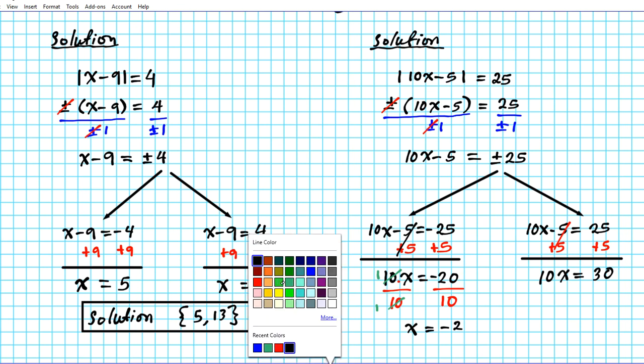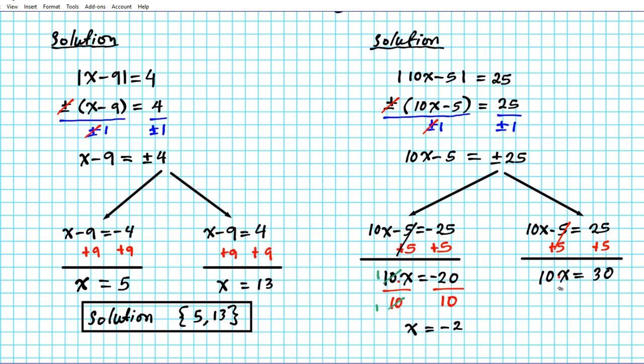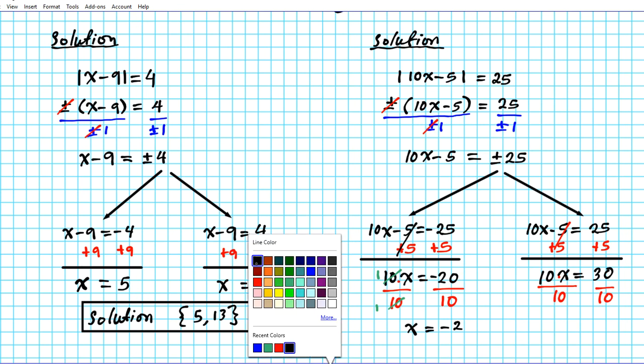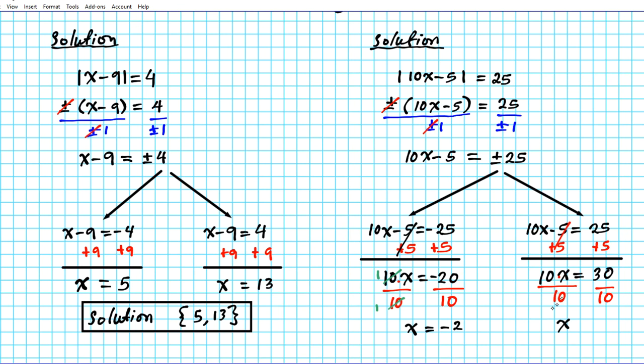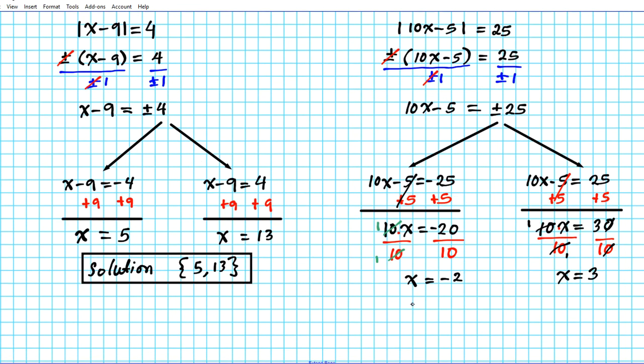Now to finish this up, we want to undo this 10 times x. So we use the inverse of multiplication, which is division. So we divide both sides by 10, and that yields x equals, the 10s divide out to 1, and 30 divided by 10, you can just cancel all the zeros, you get 3. So your solution for question number 2 are the numbers negative 2 and 3. Okay, so that's that.